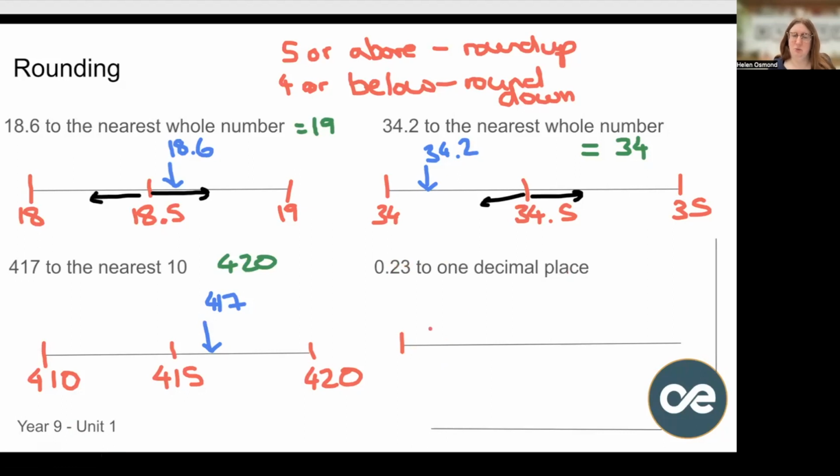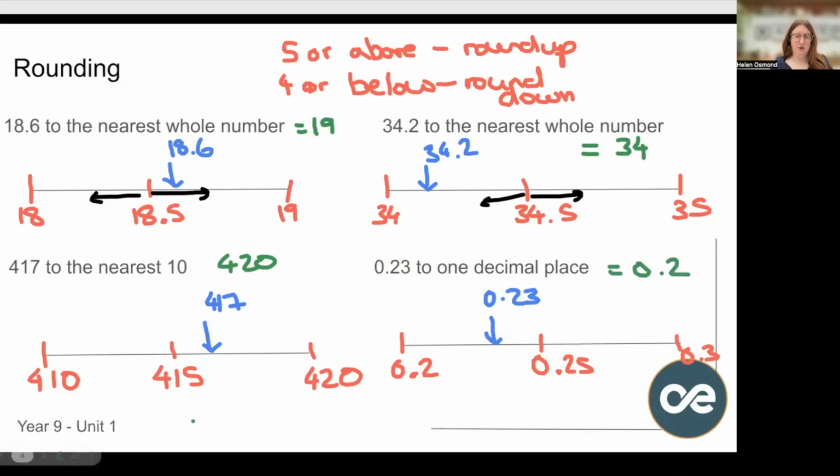0.23 to 1 decimal place, that's between 0.2 and 0.3. And halfway through here, it's going to be 0.25. So my number, 0.23, is going to be about here. And it shows me that I'm going to round down to get 0.2. Hopefully that gives you a picture of what's going on, so you can practically think about what's happening.